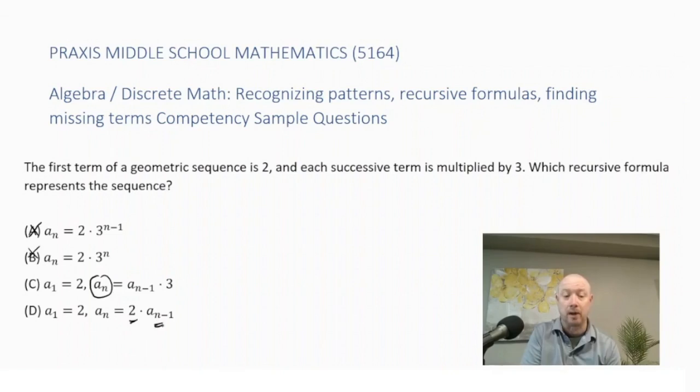Okay, so 2 multiplied by the previous term. But that's not what we want here. We want it to be multiplied by 3. So choice D is eliminated. So the correct answer here would be choice C.